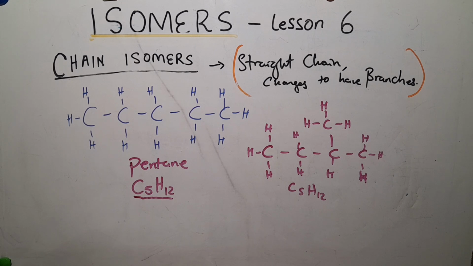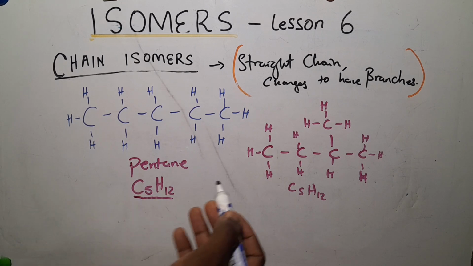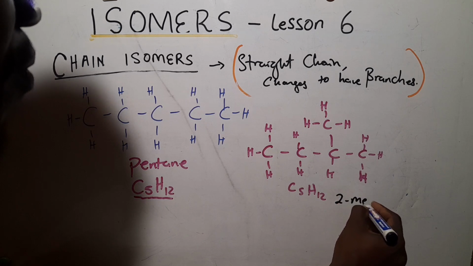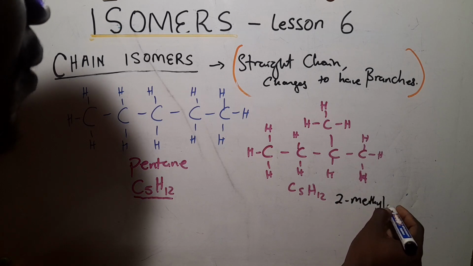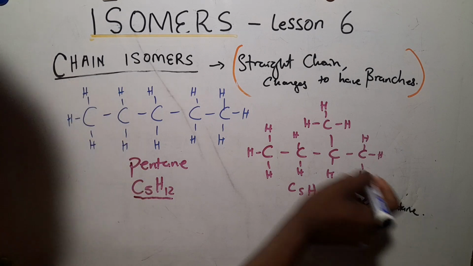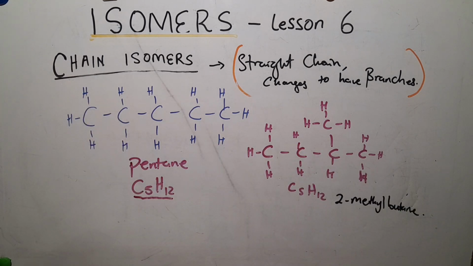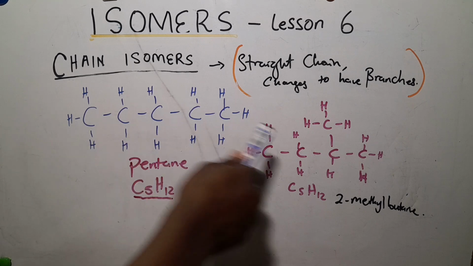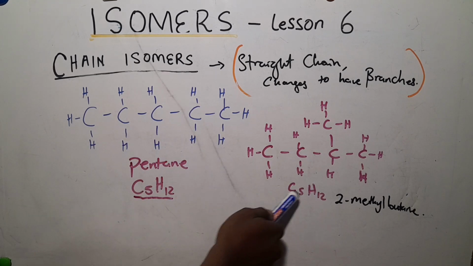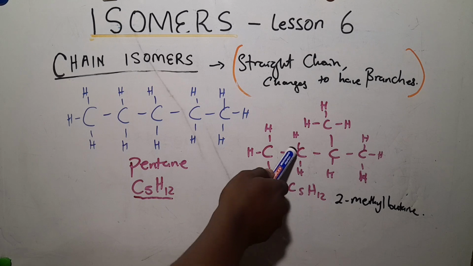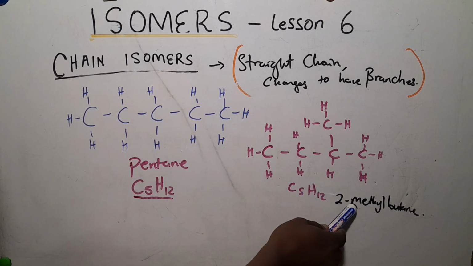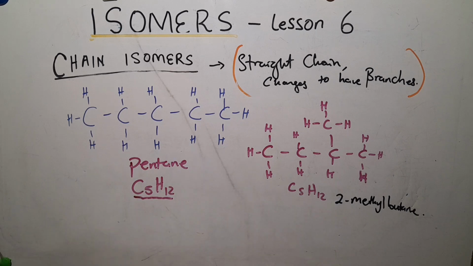It is no longer a pentane. The name of this now is 2-methyl butane. It is now different. So these are chain isomers. The molecular formula is the same. The structural formula is now different. And also the names become different.